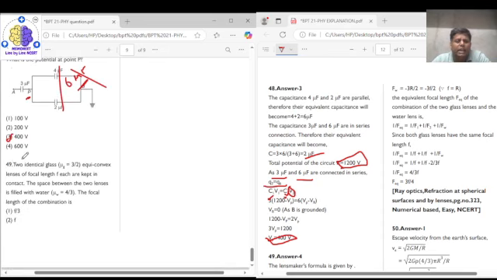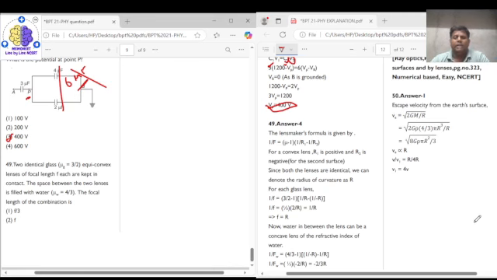Coming to question number 49, two identical glasses of refractive index 1.5, equi-convex lens of focal length f each, are kept in contact. The space between the two lenses is filled with water. The focal length of the combination is.